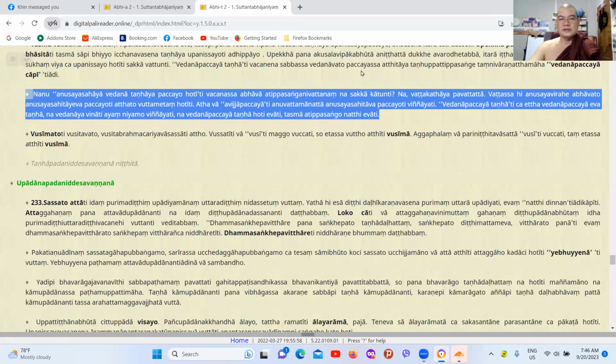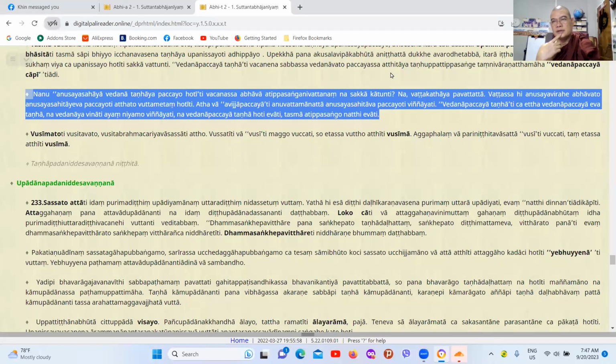Tanha does not arise due to every kind of vedana. According to this, tanha does not arise due to every kind of vedana. So the rejection: now the attacker rejects in the case where every vedana can be the condition of tanha. Here the denial should not be there. The rejection should not be done.